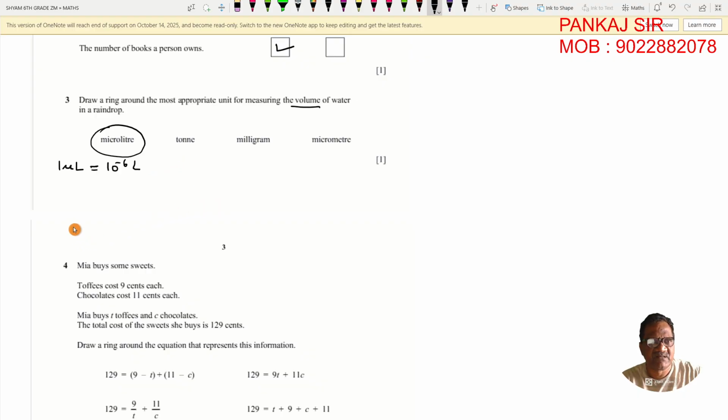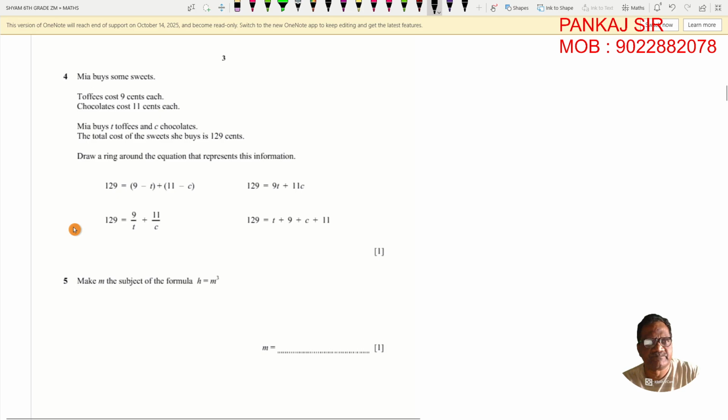Okay. Question number 4. Mia buys some sweets. Toffees cost 9 cents each. Chocolates cost 11 cents each. Mia buys T toffees and C chocolates. The total cost of the sweets she buys is 129 cents. Draw a ring around the equation that represents this information.